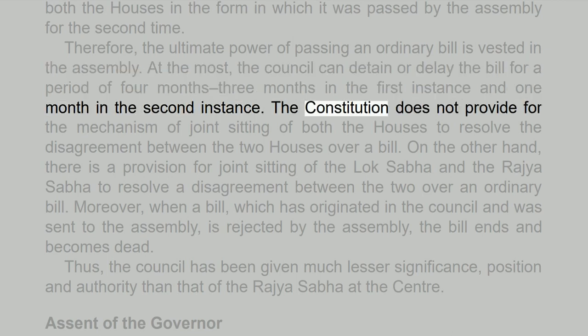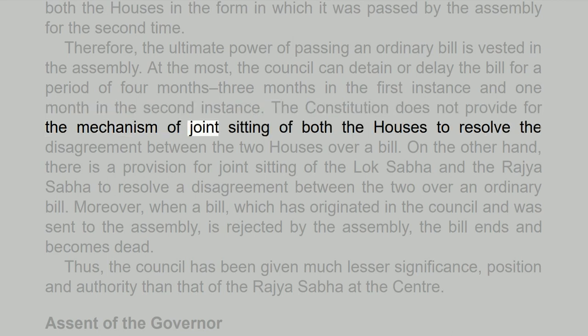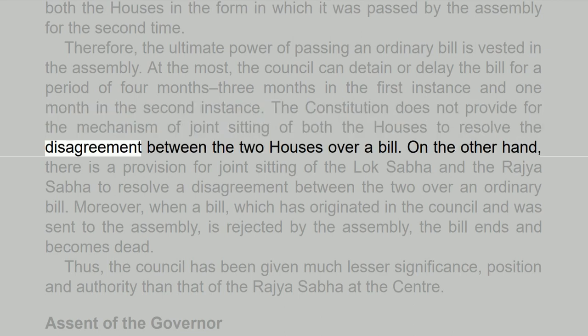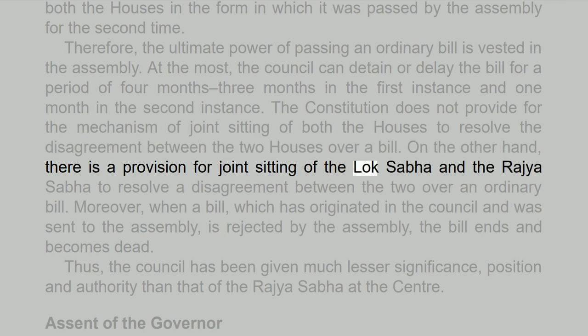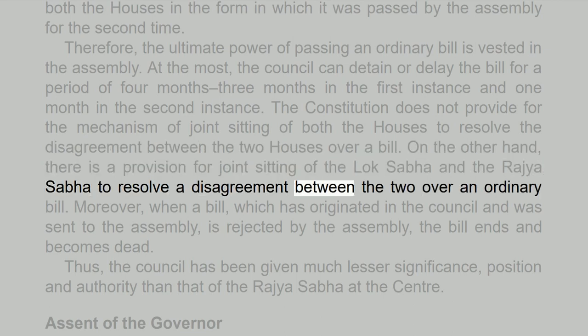The Constitution does not provide for the mechanism of joint sitting of both the houses to resolve the disagreement between the 2 houses over a bill. On the other hand, there is a provision for joint sitting of the Lok Sabha and the Rajya Sabha to resolve a disagreement between the 2 over an ordinary bill.